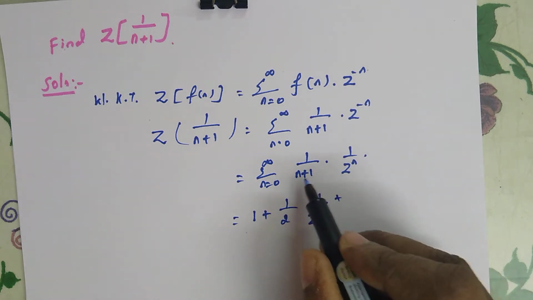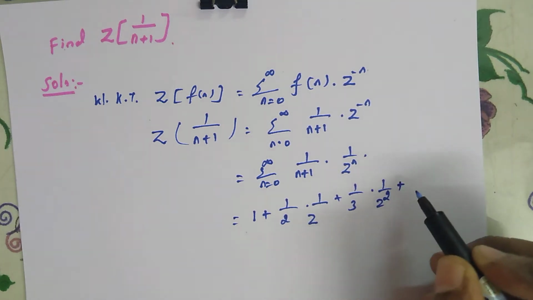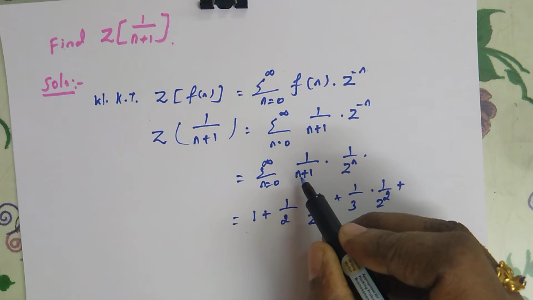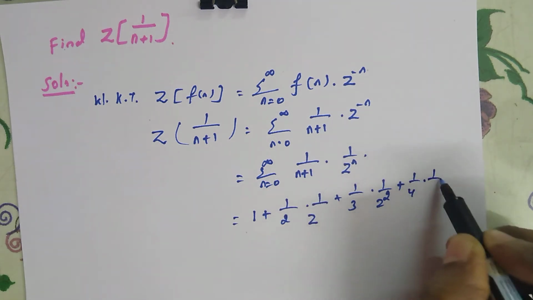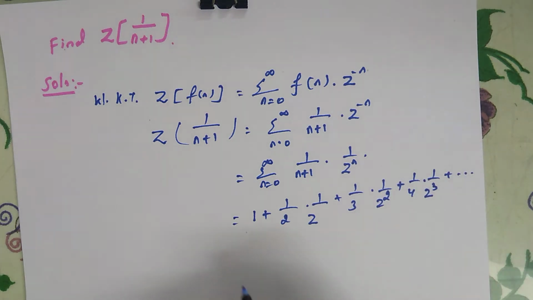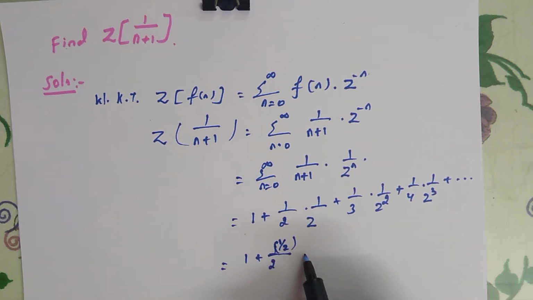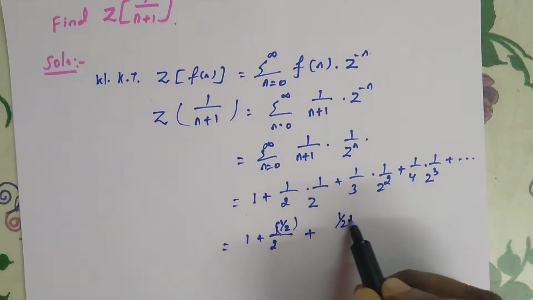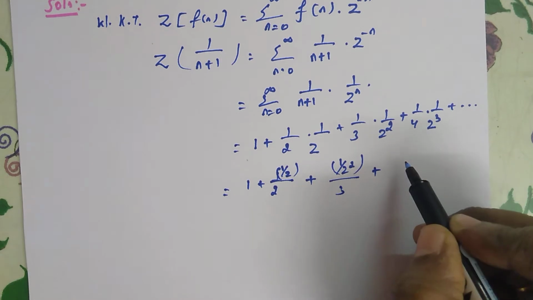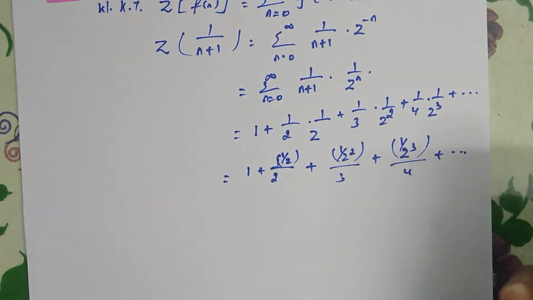plus n equal to 2. So 1 by 3 into 1 by z square, plus n equal to 3. So 3 plus 1 is 4, 1 by 4 into 1 by z power 3, plus etc. Now for the writing convenience we can write this as 1 plus 1 by z by 2 plus 1 by z square divided by 3 plus 1 by z cube by 4 plus etc.